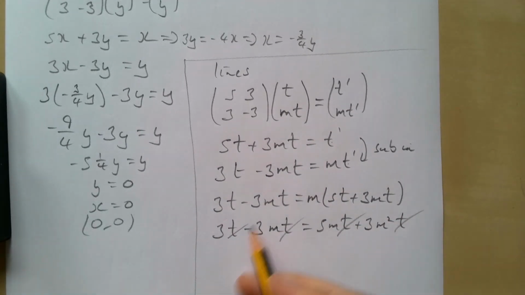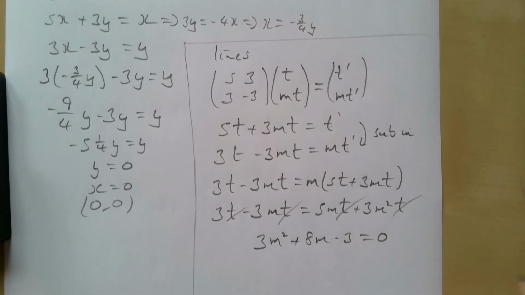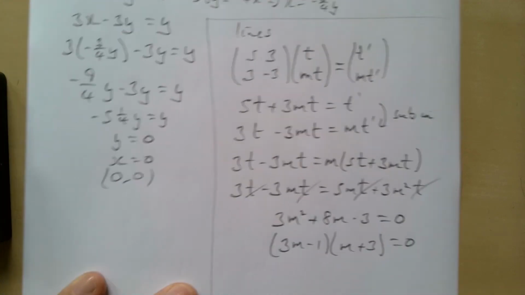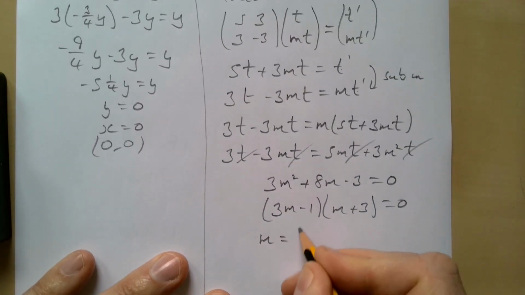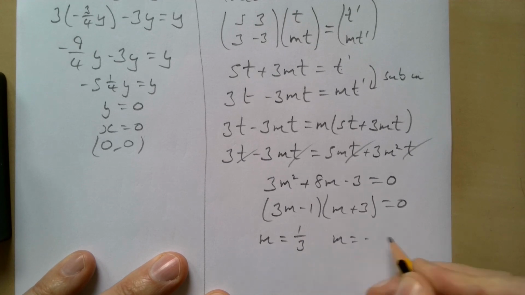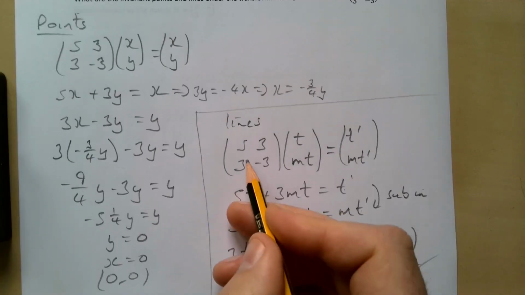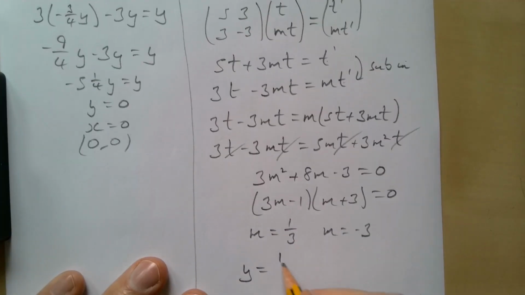Then I'm going to take everything over to this side, so I get 3m squared plus 8m minus 3 equals 0. That factorizes. We'll not run through that now, but (3m minus 1)(m plus 3) equals 0. That means m is a third and m is minus 3. So the two lines that are invariant under this matrix are y equals a third x and y equals minus 3x.